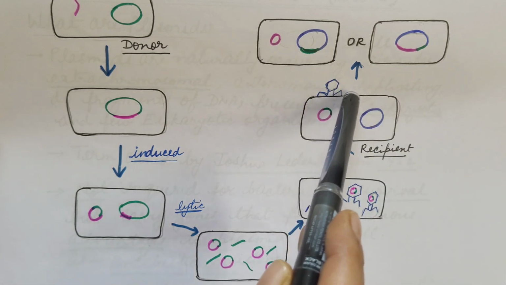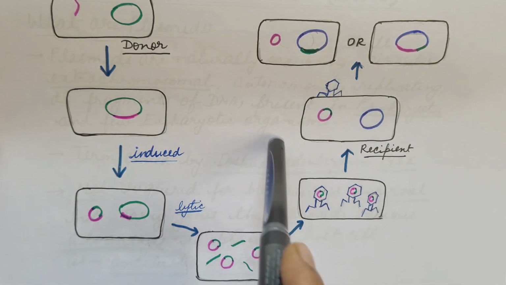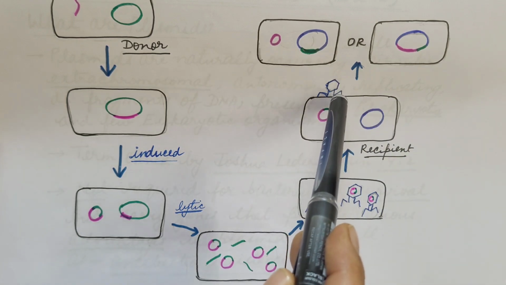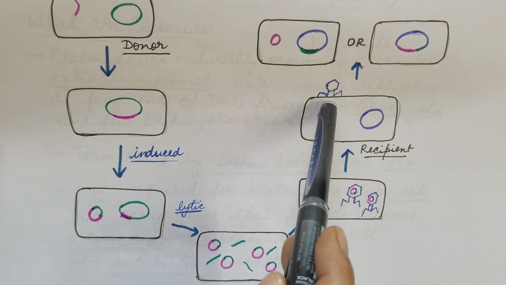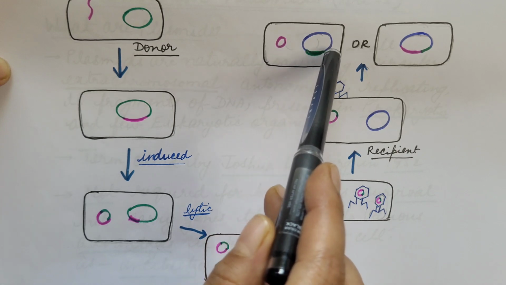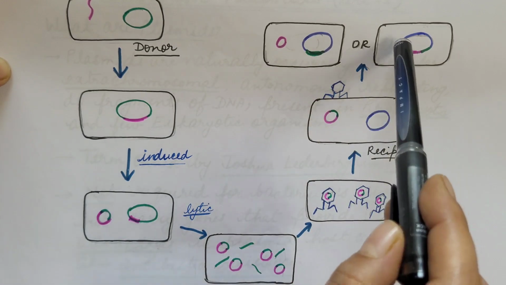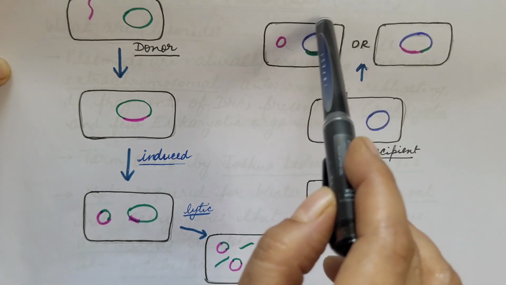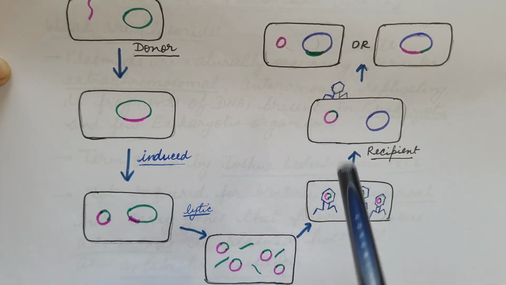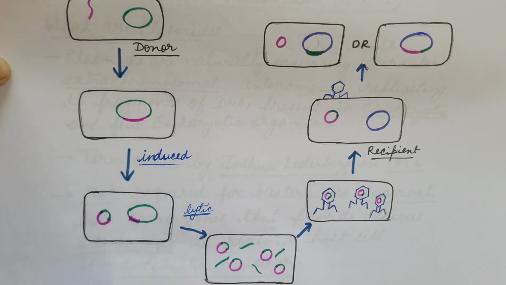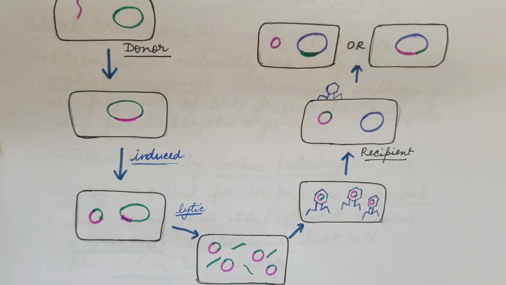When this transducing phage infects another bacterial cell, known as the recipient bacteria, it injects its genetic material into this bacterial cell. After this, either only the donor bacterial genes or both the phage DNA and the donor bacterial DNA are integrated into the recipient bacterial genome. And then this recipient bacteria displays the genetic characteristics. This is known as specialized transduction.